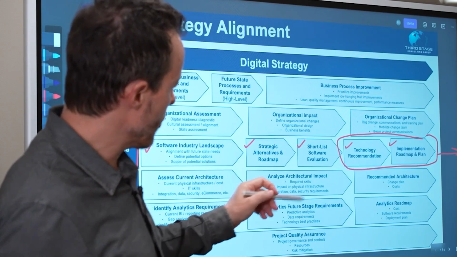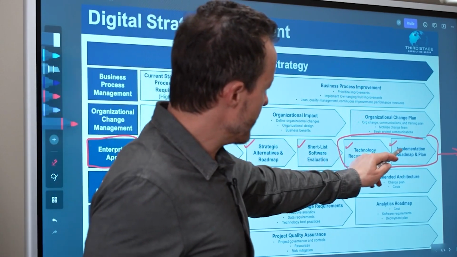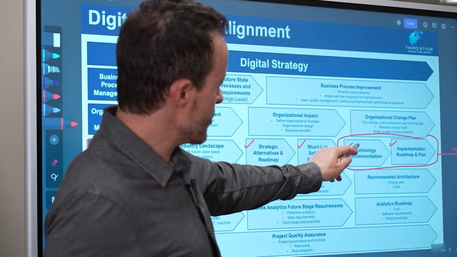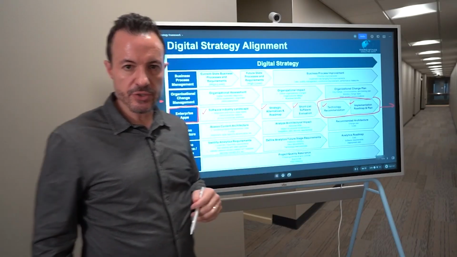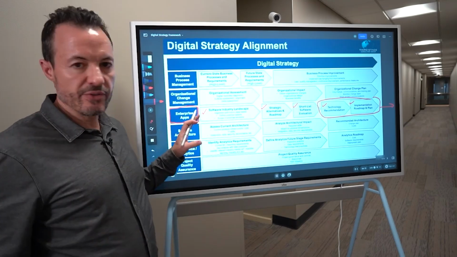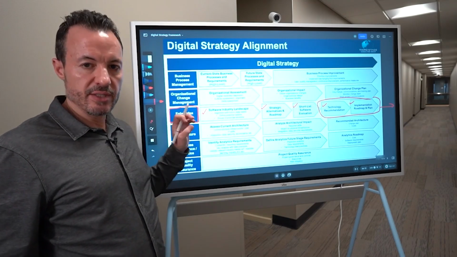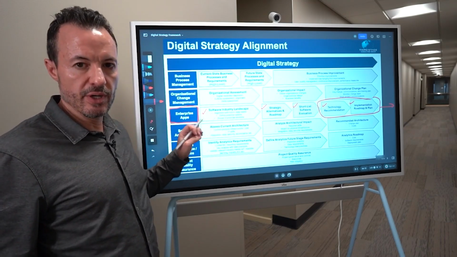But more often than not, organizations define their recommendation or their suggested software along with an implementation timeline and cost as part of their digital strategy. So these are some of the major things you want to think about and evaluate as part of the technical enterprise application component of your digital strategy.